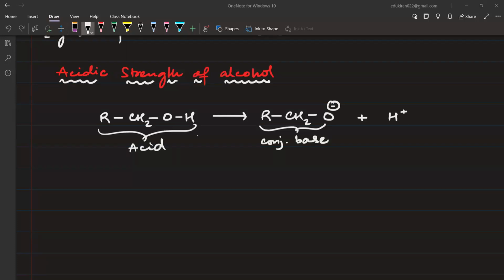So when you remove hydrogen from an acid, whatever remains is the conjugate base. What you need to do to get the conjugate base is remove hydrogen from the acid. So understood now? This is the conjugate base, correct? Yes, sir.